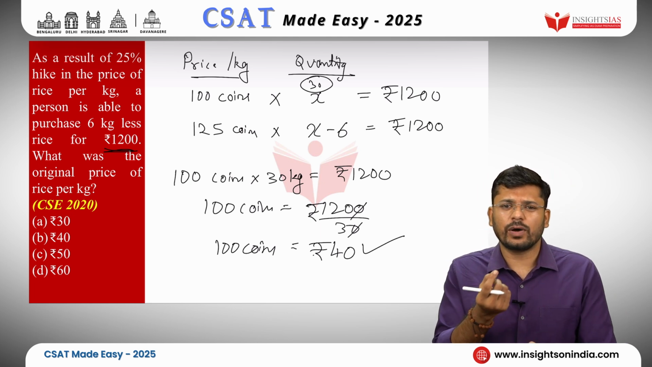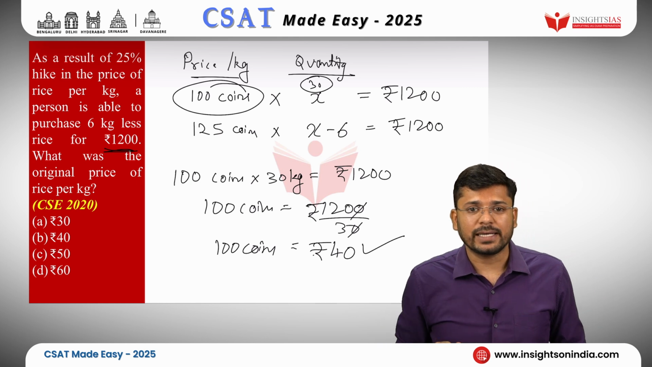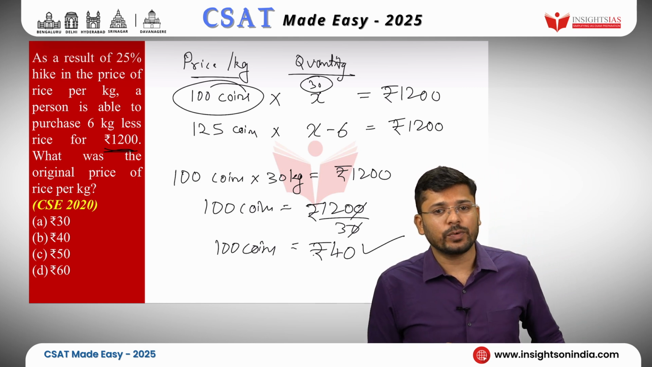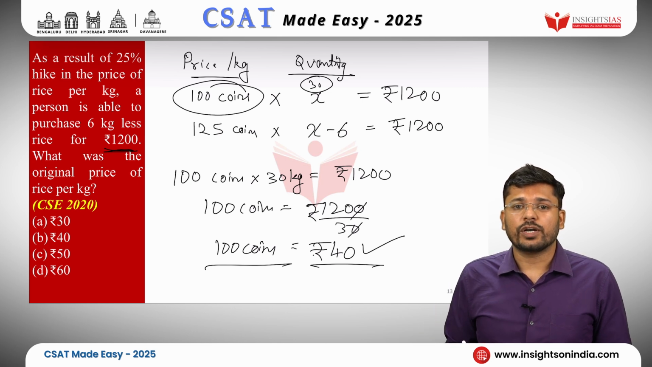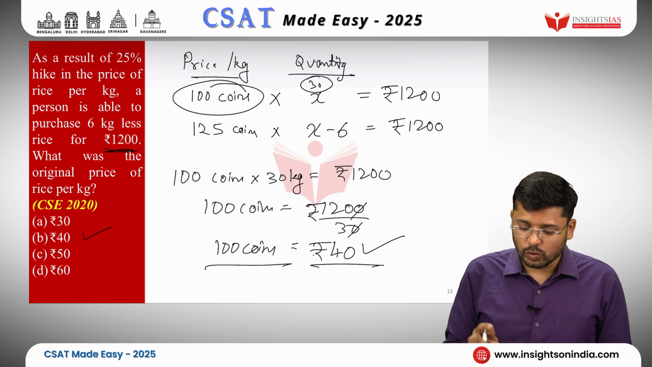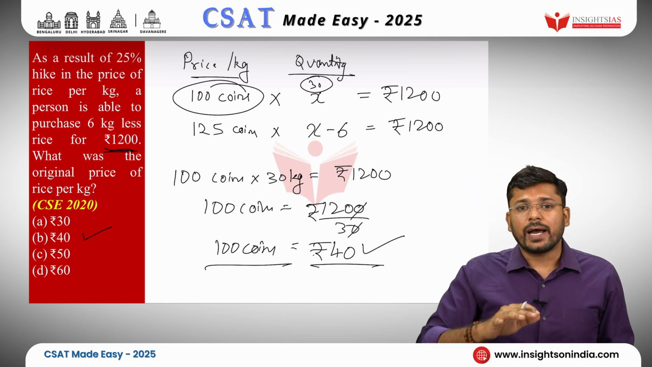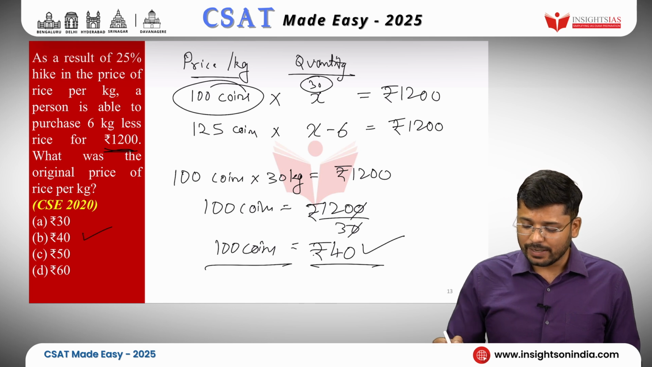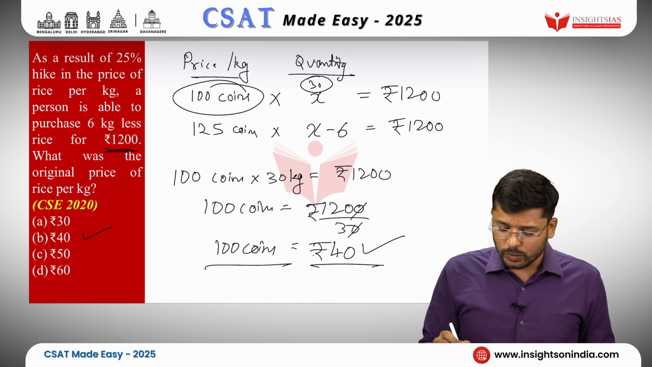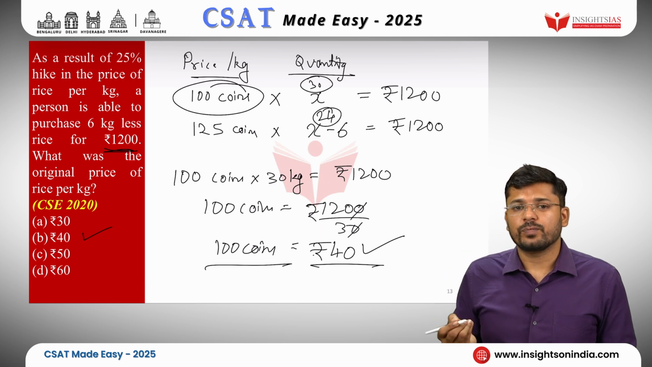We need not find the value of one coin here, because that is not what we want. The original price per kg, we assumed to be 100 coins, and that 100 coins comes to be 40 rupees, and that is your answer. So the price per kg of the rice before the hike was rupees 40, and then it was increased by 25%, and then earlier the person used to get 30 kgs, now he will be getting only 24 kgs for that.